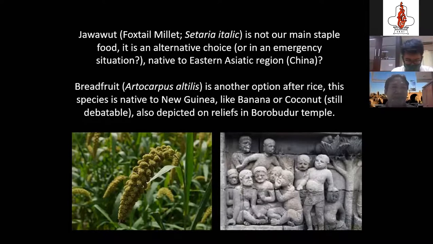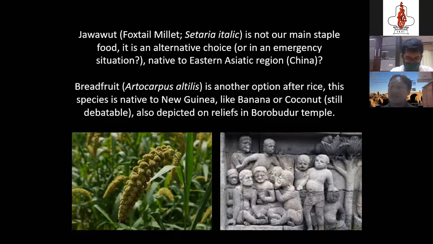But why is millet not so popular? I was thinking about the taste, and people prefer to consume rice because rice tastes better than millet. Another example is breadfruit. I took this relief, of course, from Google, not my own property. And we suppose that this relief is Artocarpus altilis, which is breadfruit.